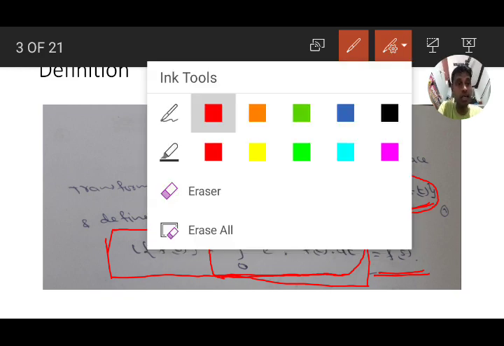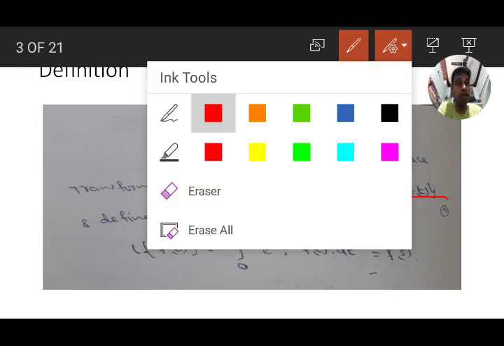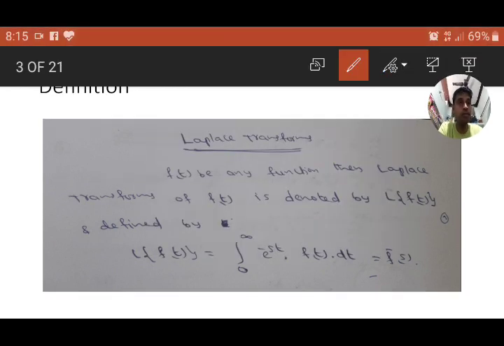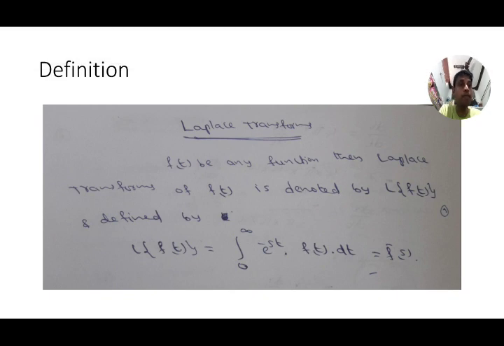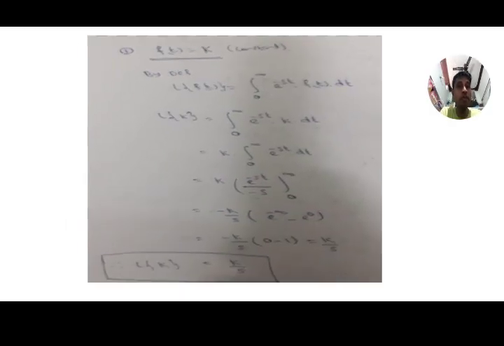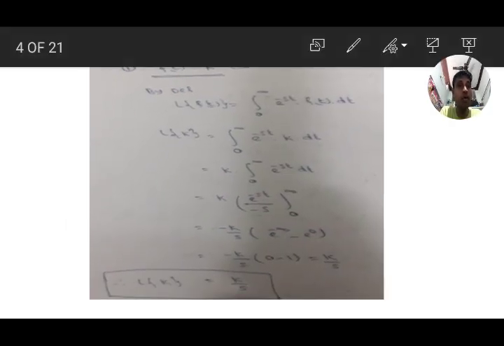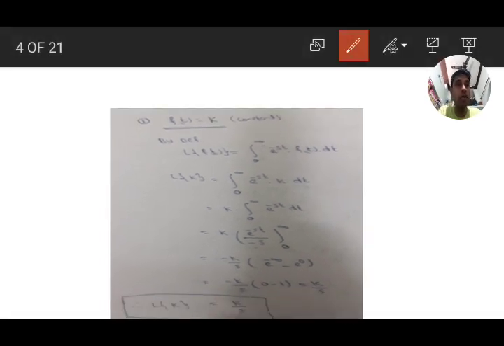Next, let us go to some examples, some standard functions of Laplace transforms. Here, suppose the function f of t equal to k. K is the constant function. Then what is the Laplace transform of k?